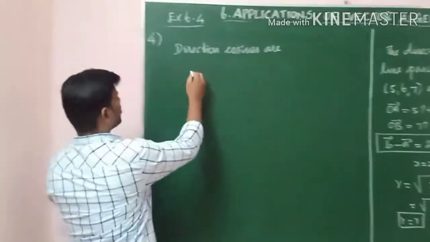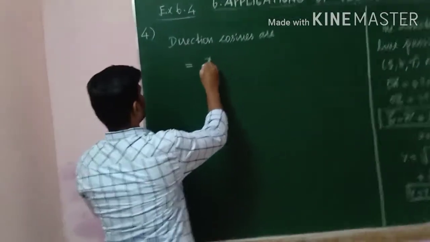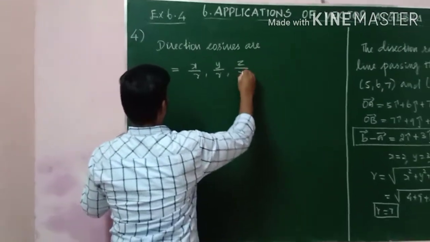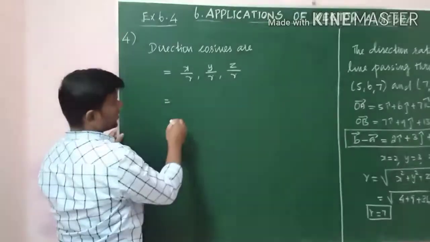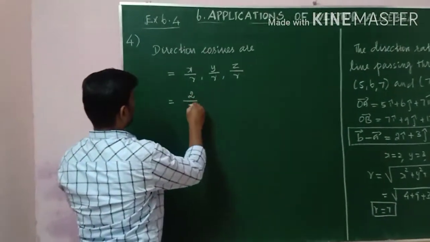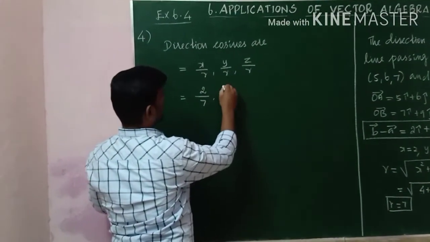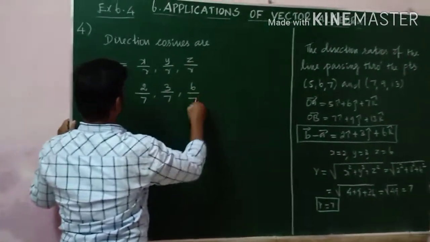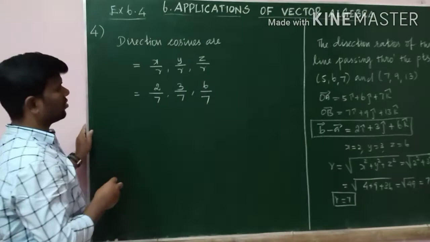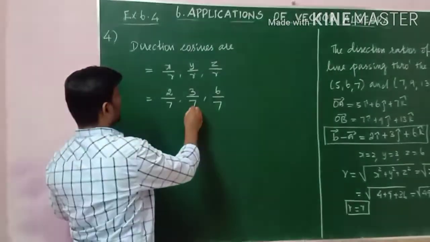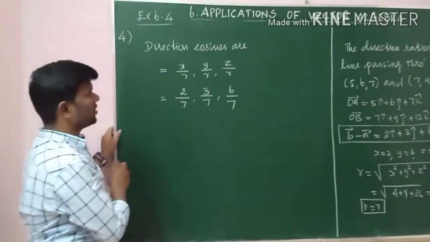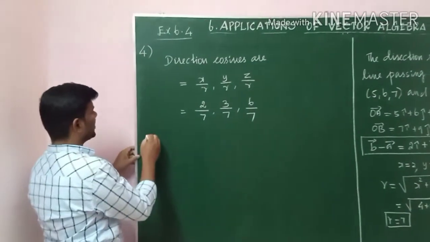So the direction cosines are x by r, y by r and z by r. The value of x is 2, so 2 by 7, and y is 3 by 7, z is 6 by 7. So this is the direction cosines. So here we have found the direction cosines of the straight line passing through the two given points.